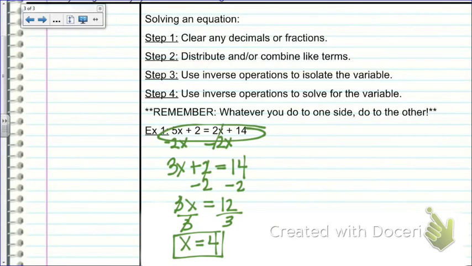So what we did was we subtracted 2x from both sides to get positive 3x on the left. Then we subtracted 2, divided by 3, and we got x equals 4. You should always check your answer, especially on a test or quiz. Got it? Got it. Okay.